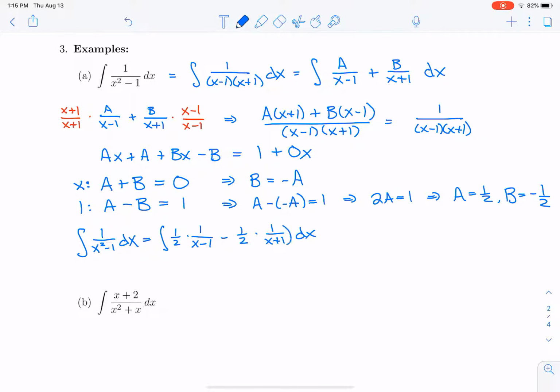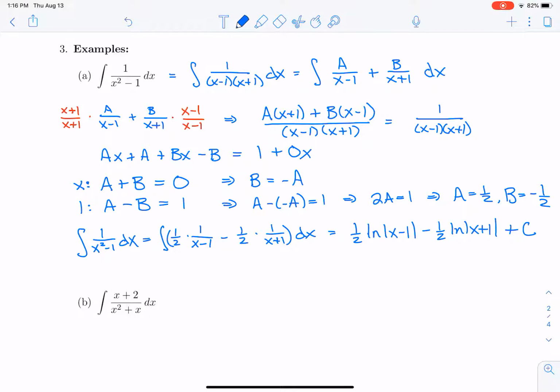Okay, so we're going to integrate those. So I'm going to get 1/2. And then the antiderivative of 1 over x minus 1 is just natural log of x minus 1. Make sure you include absolute values, because you should remember that the antiderivative of 1 over x is the natural log of absolute value of x. And this is going to be minus 1/2 times the natural log of x plus 1, plus C.